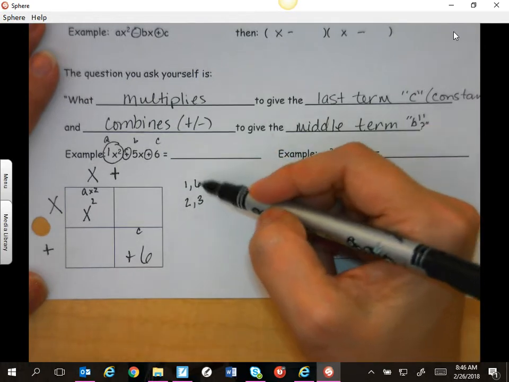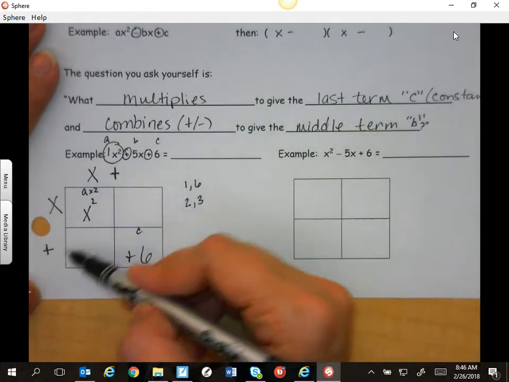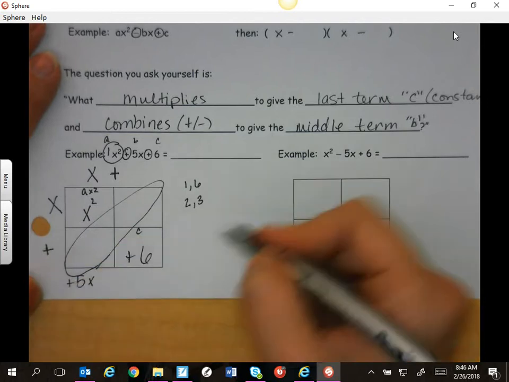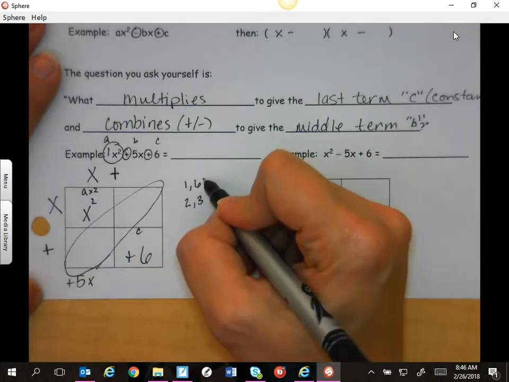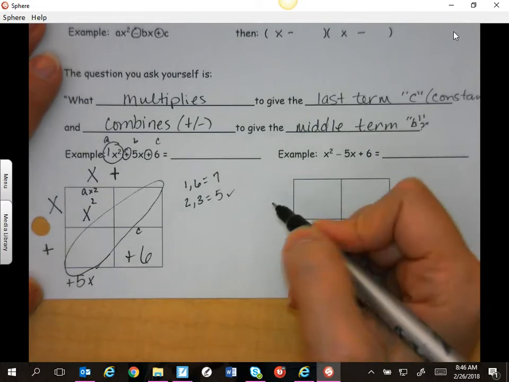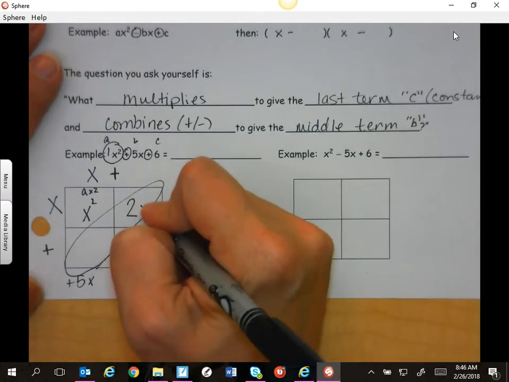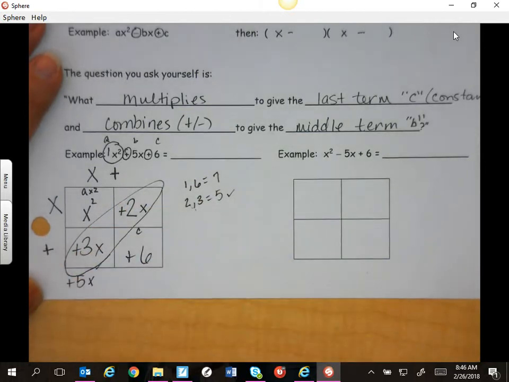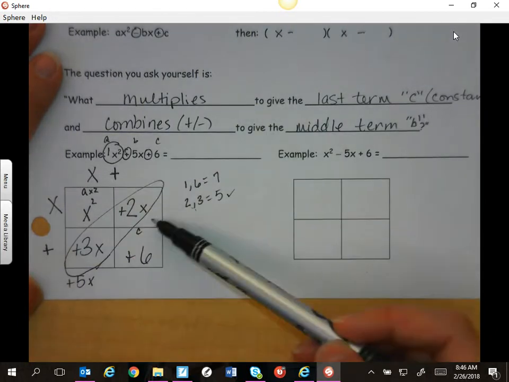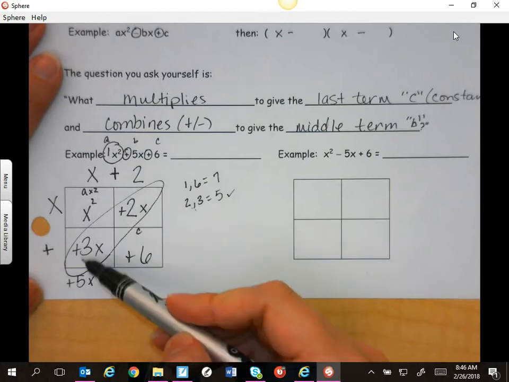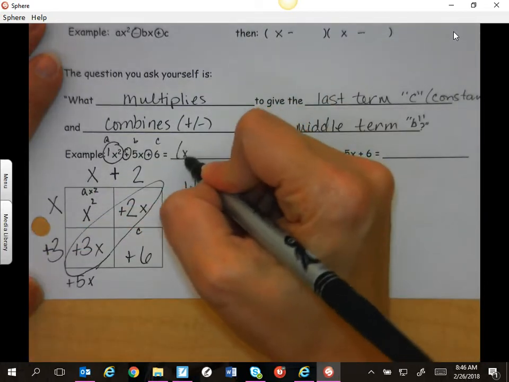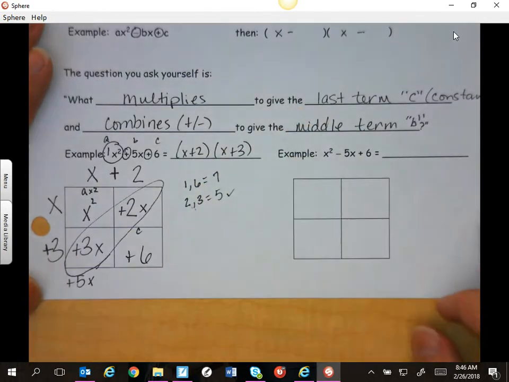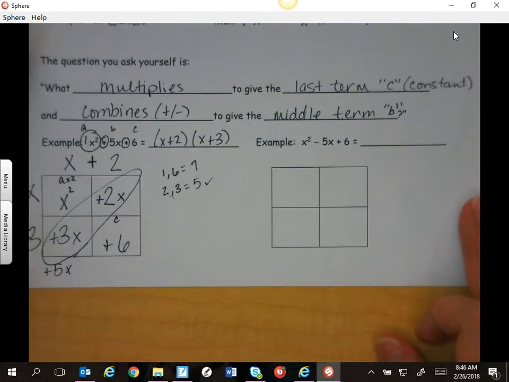Out of those factors, which ones can we add? Because these are both positive, we need the combined like terms to be positive 5x. Which of these can we add together to get positive 5x? Well, 1 and 6 make 7, and 2 and 3 make 5. So since it's 2 and 3, this is a positive 2x and this is a positive 3x, because together they make that 5x. Then we can fill in the missing pieces. x times what is 2x? 2. x times what is 3x? 3. So my binomials are x plus 2 and x plus 3. Signs play a huge, huge role in this, so be very cautious there.